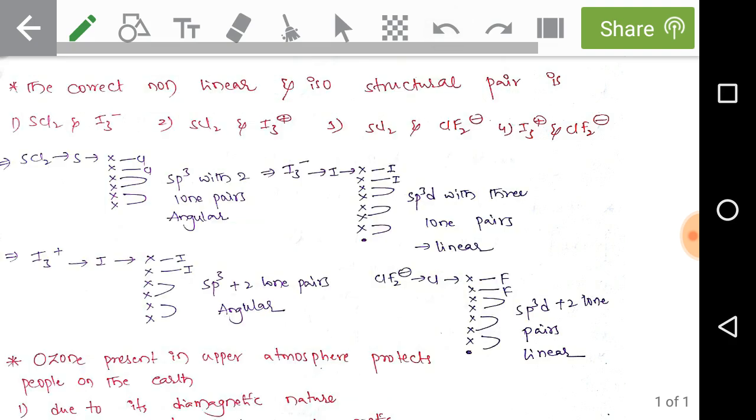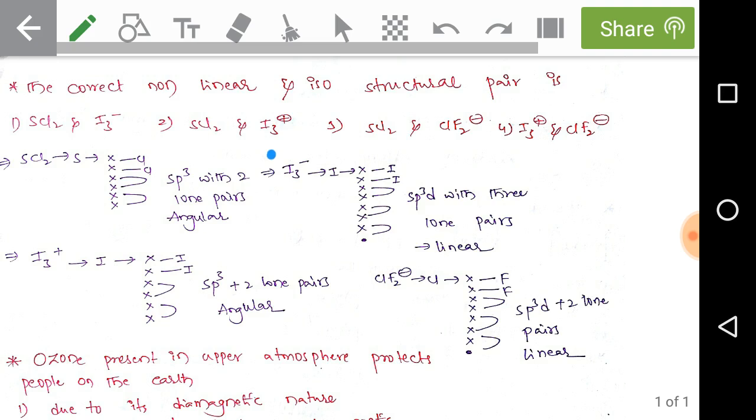And next one, the correct nonlinear and isostructural pair is in the given options, we need to find. Just find here the hybridization for the particular ions. So in SCl2, sulfur is the central atom. That's why we need to find its valence electrons. So here it has 6 valence electrons, and 2 of them are involved in sigma bonds with 2 chlorines, and the other 4 electrons are 2 paired up lone pairs. Okay, here total sp3 hybridization with 2 lone pairs of electrons, then it should be angular in structure.